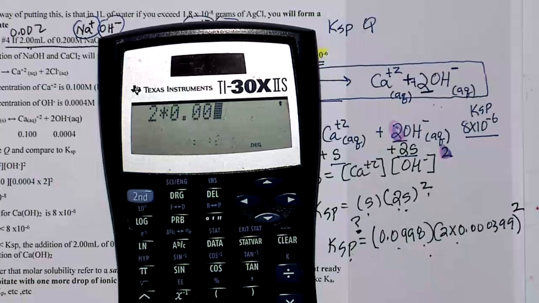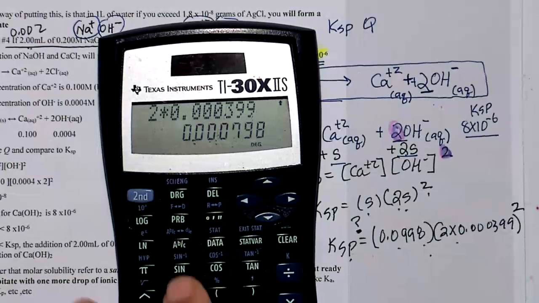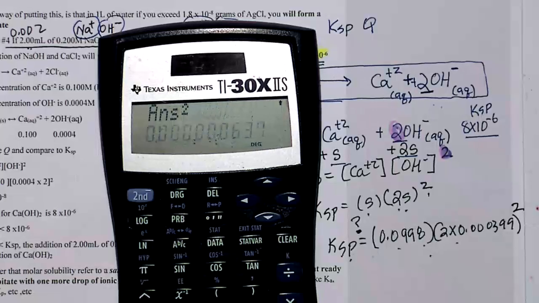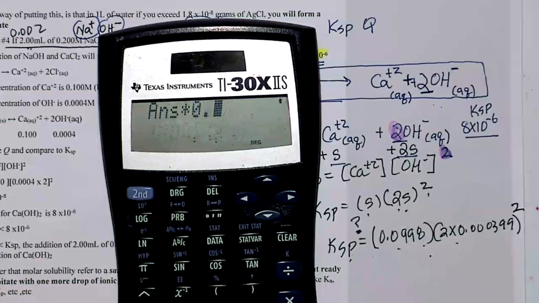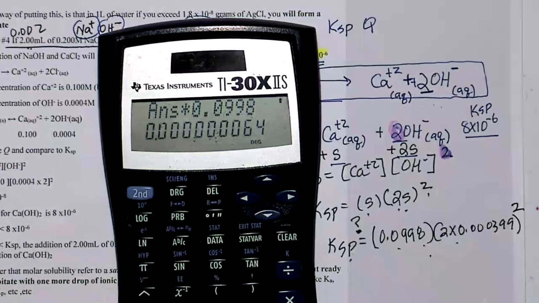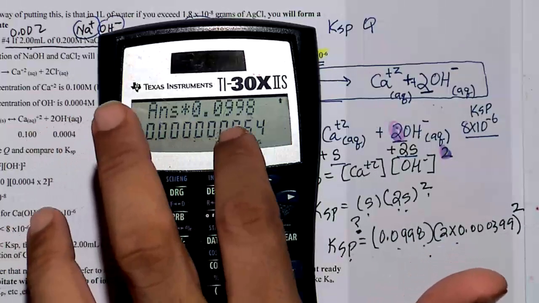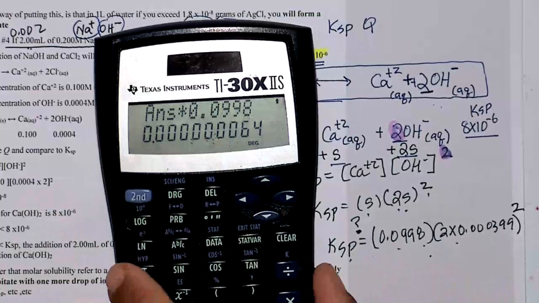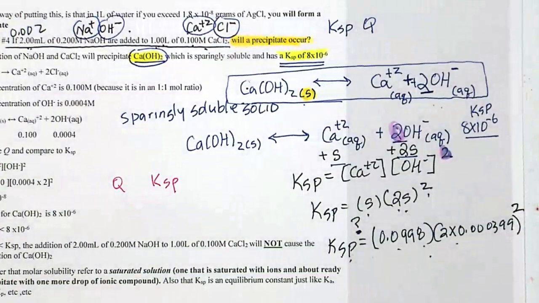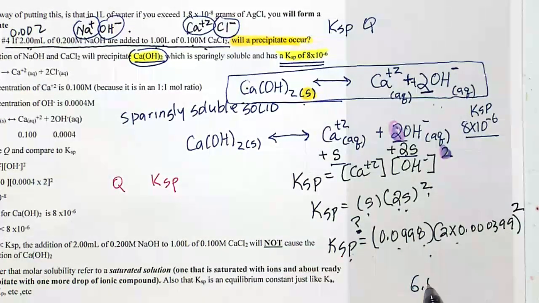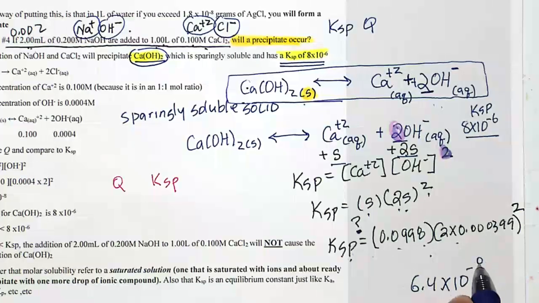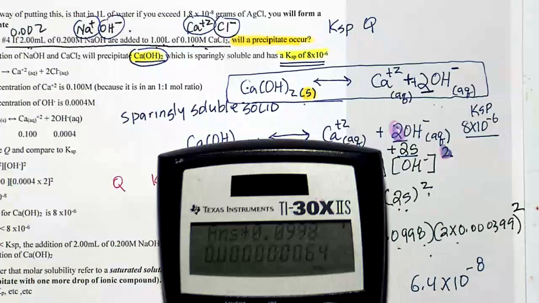So 2 times 0.000399, we'll square that, times 0.0998. So we get 6.4 times 10 to the minus 8.